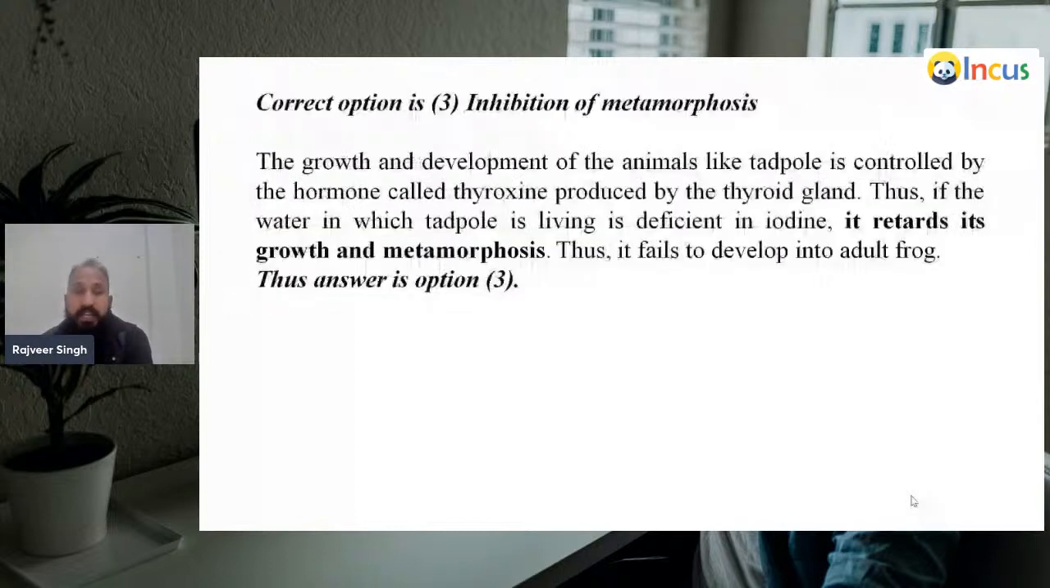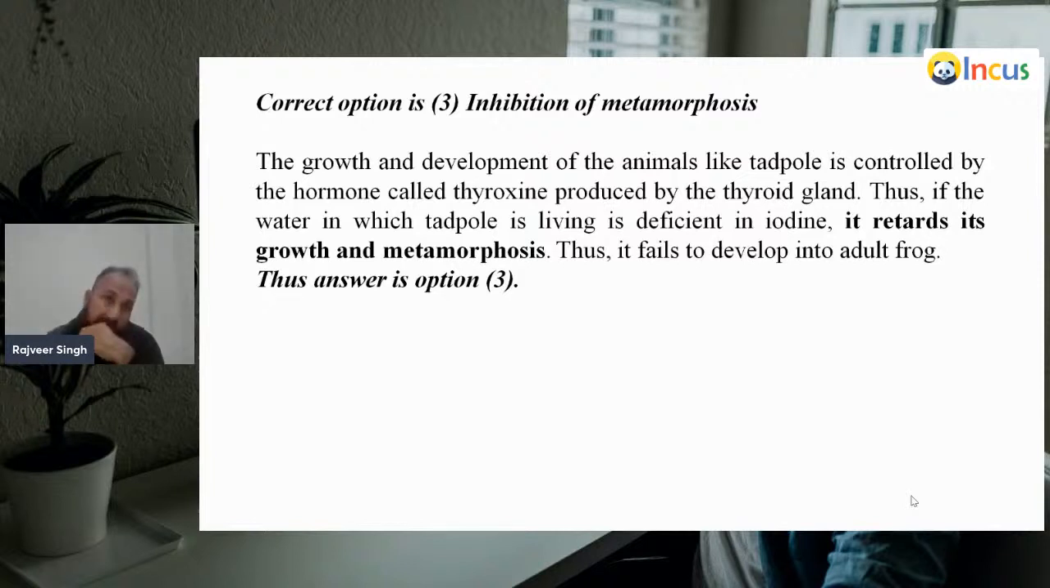Because the growth and development of animals like tadpole is controlled by the hormone called thyroxine produced by the thyroid glands. Thus, if the water in which the tadpole is living is deficient in iodine, it retards its growth and metamorphosis. Thus, it fails to develop into an adult frog. So the answer, inhibition of metamorphosis, is the right answer.